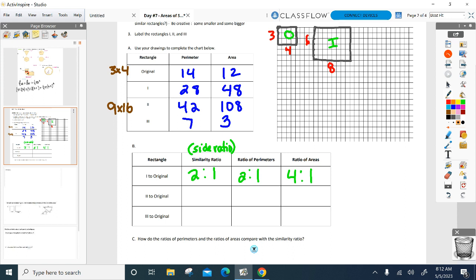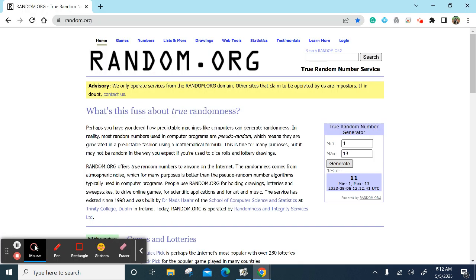Yeah, 3 to 1 now. There we go. Everyone look at the perimeters now, please. Rectangle 2 to the original. 42 to 14 was the perimeter. What's the ratio then? What's that break down to? 42 to 14? 3 to 1?